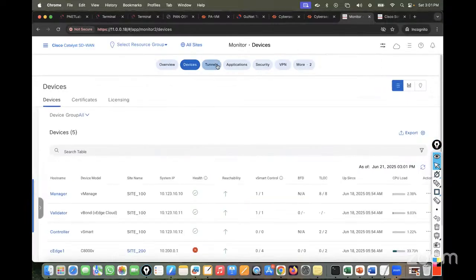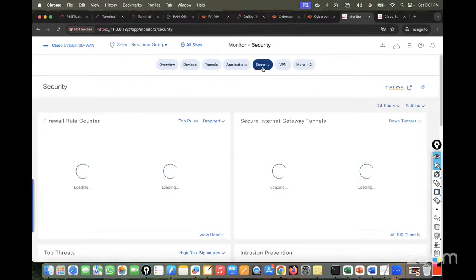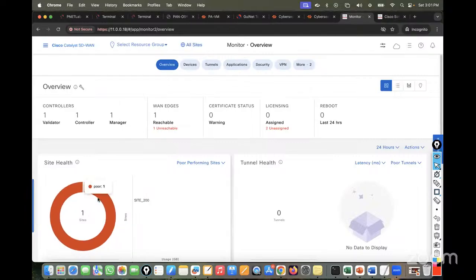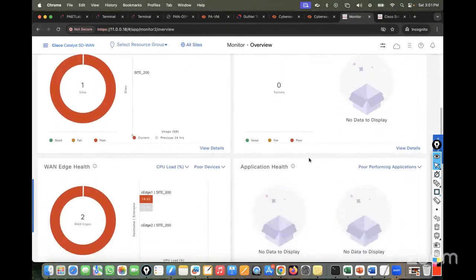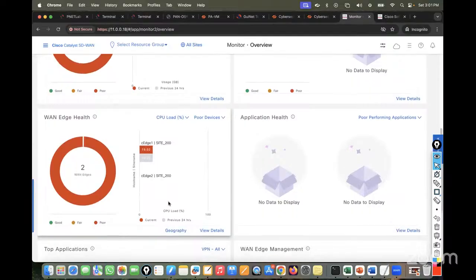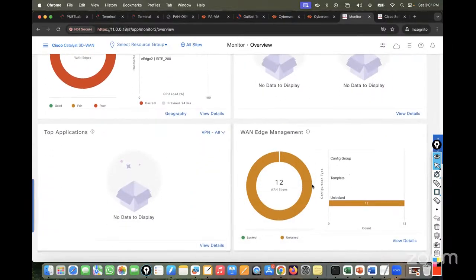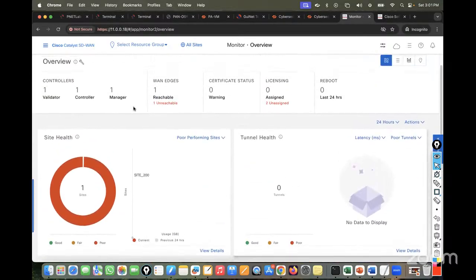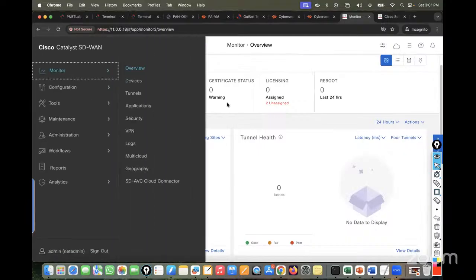You have the devices, you have the tunnels, applications, security overview. You can see one router is unreachable, one is not unreachable, good, fair. What is the latency? Everything is showing here, right? And how many WAN edges we have, how we can activate, how we can upload the serial file, how we can integrate with Cisco Smart Portal. I will show everything live in this batch.